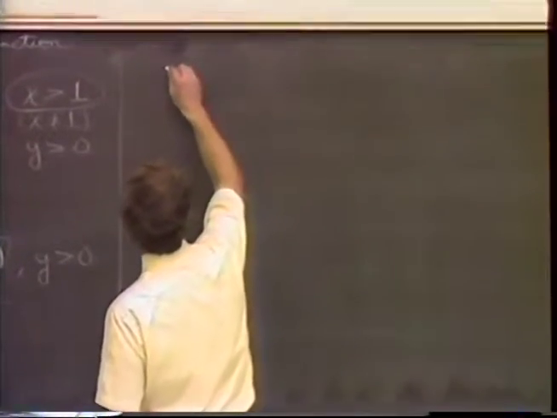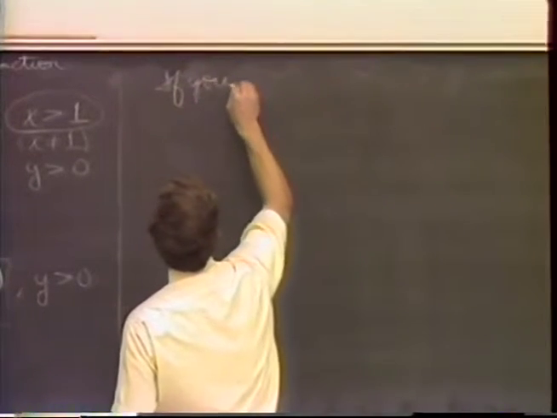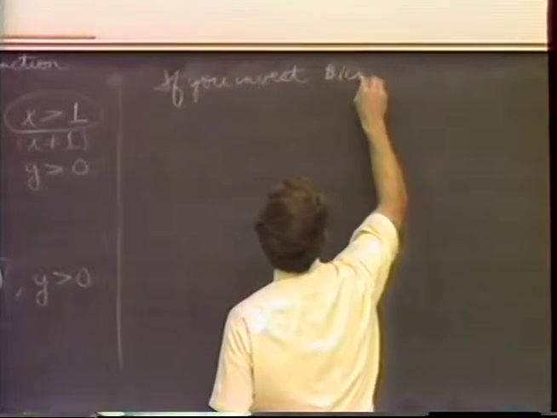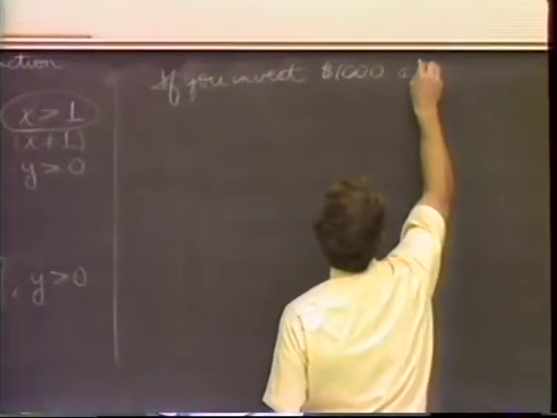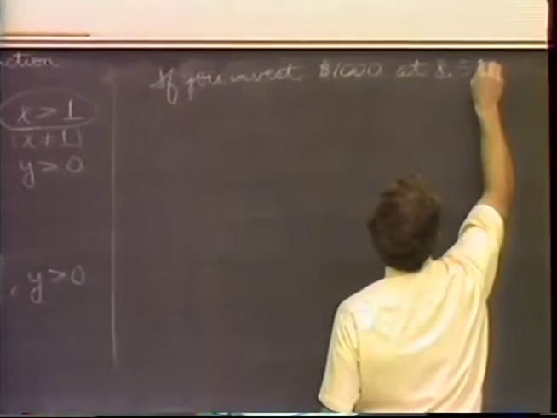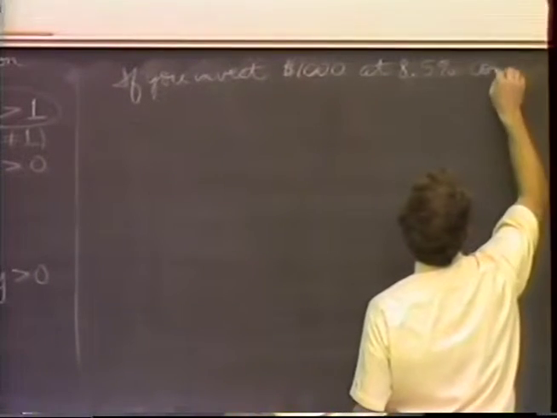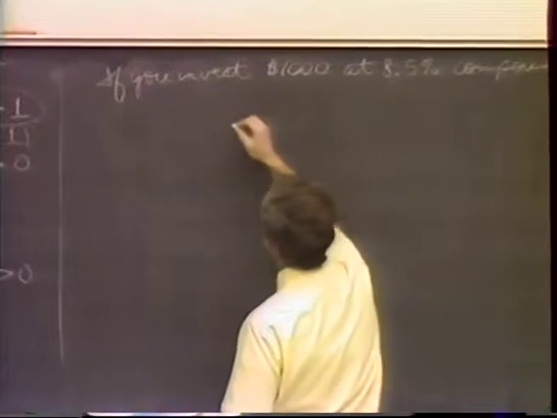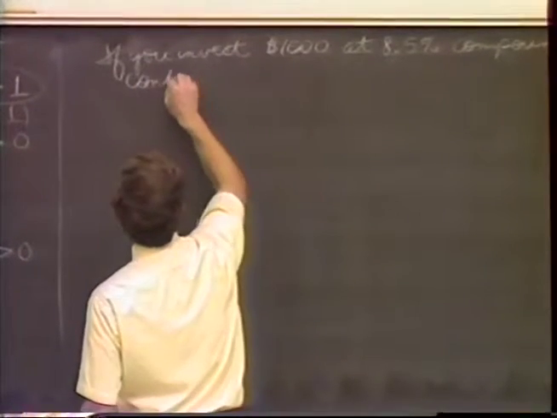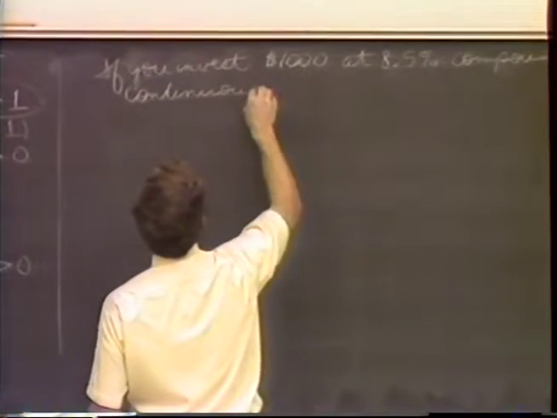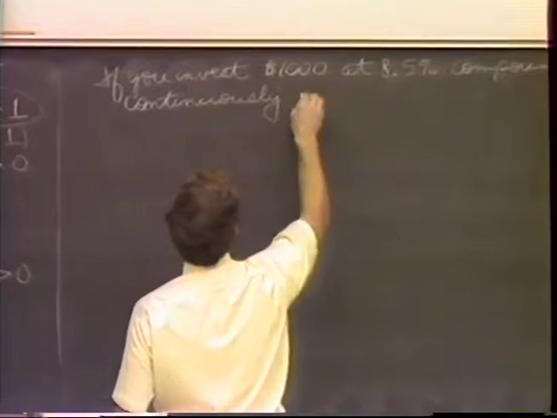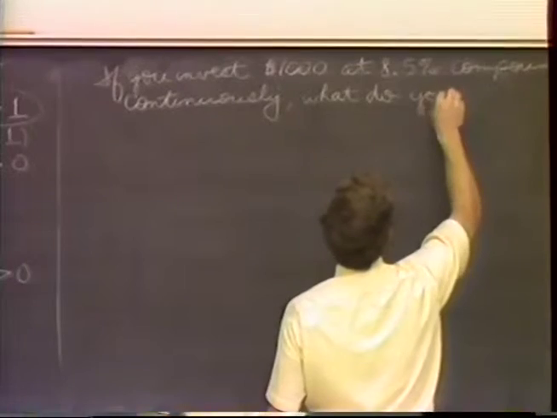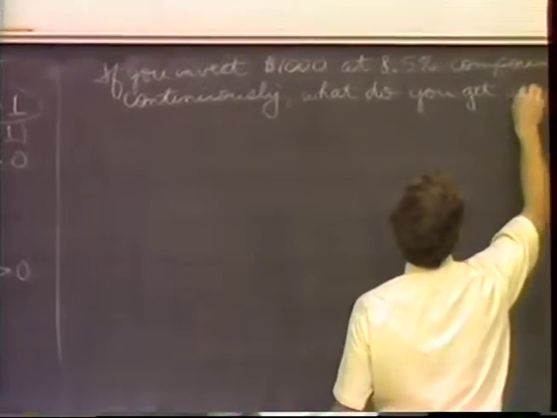My question is, if you invest $1,000 at 8.5% compounded continuously, what do you receive at the end of a year?